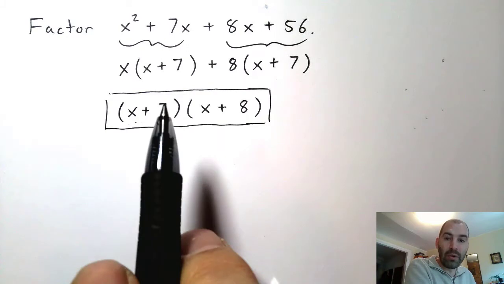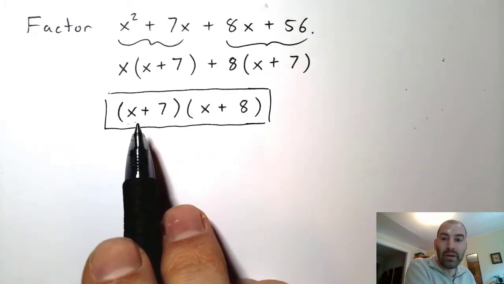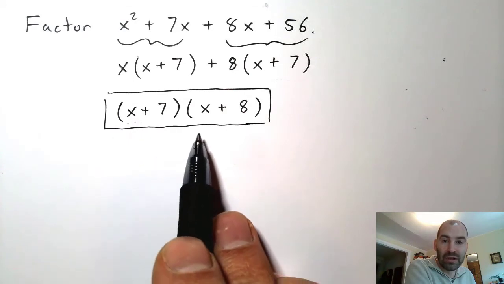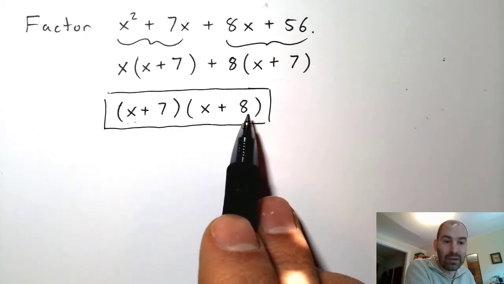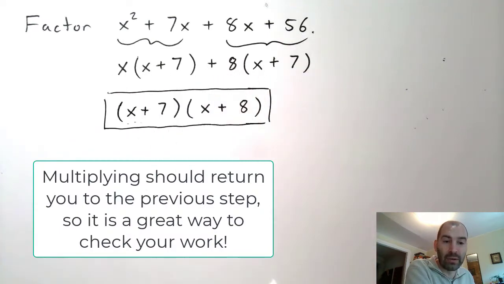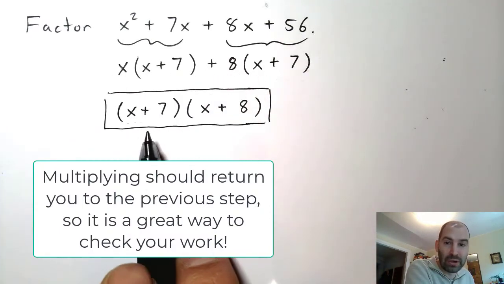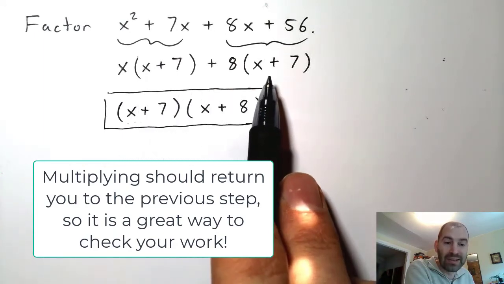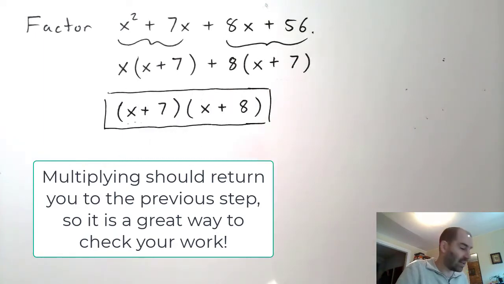Now, I want you to notice something. If I were to distribute the x plus 7 through and multiply it, I would get this line right here. And that's a really good check for you to do. Make sure that when you multiply it back out, as we said before, you get to the previous step in the factoring. It's a really good way to check to make sure you're on the right track.